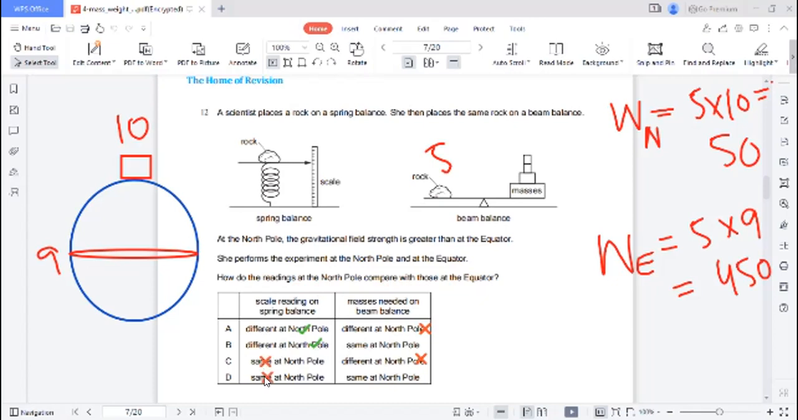Same at the North Pole is incorrect. So beam balance is going to measure the mass, so it would be the same at the North Pole and at the equator. Overall, our conclusion is that the spring balance measures different readings at the equator and North Pole, but the beam balance will show the same reading in both positions. So mass remains the same, but weight would change.